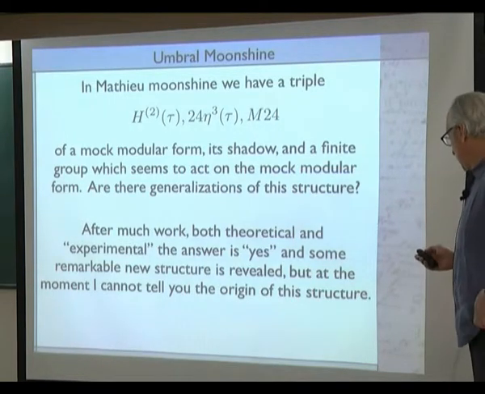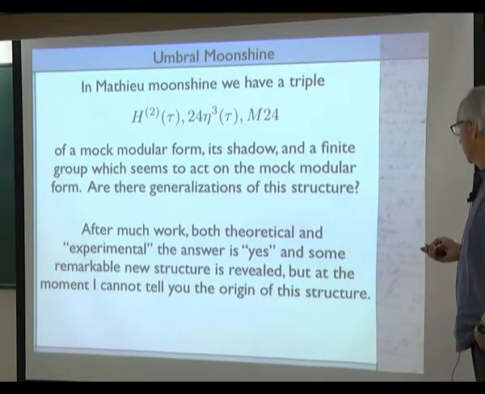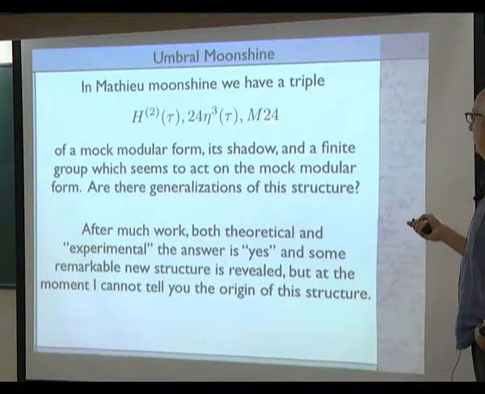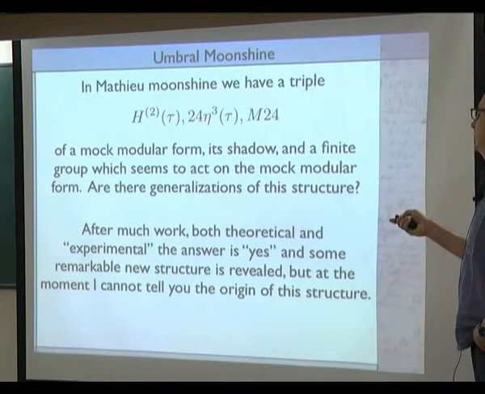So in this Mathieu Moonshine, we have a triple of objects. We have a mock modular form, we have its shadow, I've now put the 24 in, and we have a finite group that seems to act on the coefficients of this mock modular form and the coefficient of the shadow.